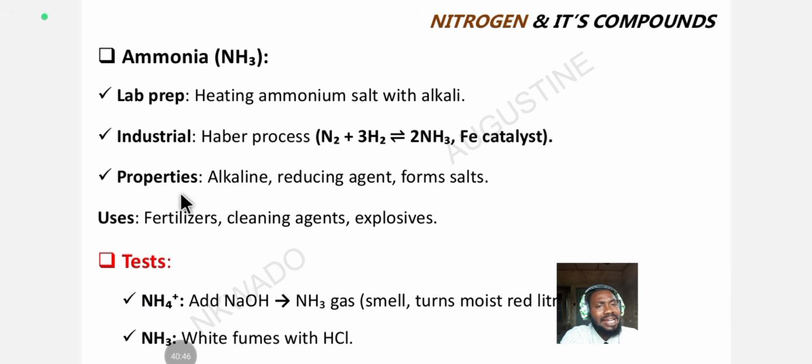All right. So what are the properties of ammonia? What property does it have? Both the physical properties and the chemical properties of ammonia. Ammonia is an alkaline gas. Ammonia can react with acid to form salt.